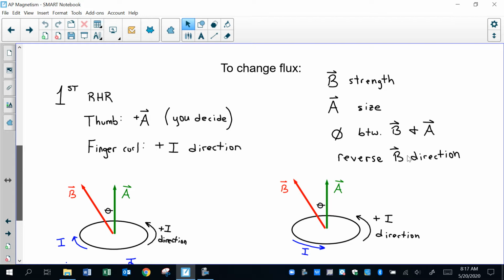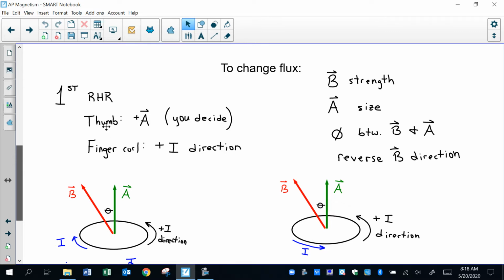Just by doing a quick switch of connections or a quick switch of current or a quick switch of whatever. So over here, first right-hand rule. If we take a look, we've got our finger curl. First right-hand rules always involve finger curl and a thumb. That's it, just two parts.